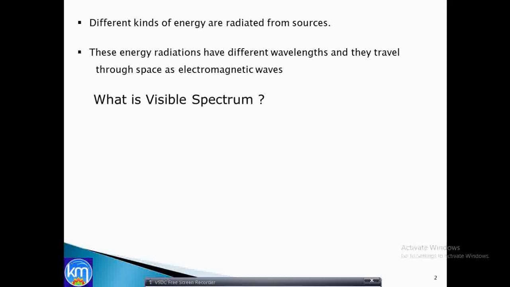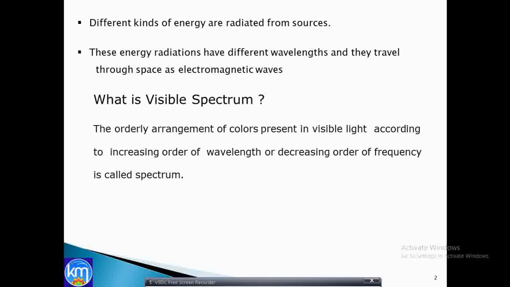So now let us understand what we mean by visible spectrum. The visible spectrum is nothing but the orderly arrangement of the colors that are present in the visible range. It may be in the increasing order of wavelength or decreasing order of frequency. So this is what we call a visible spectrum.